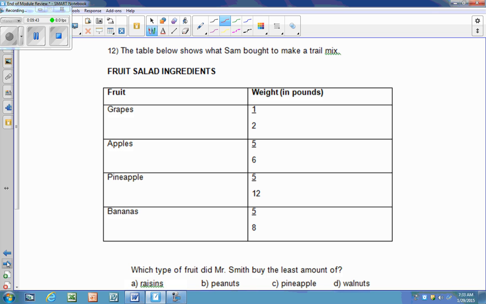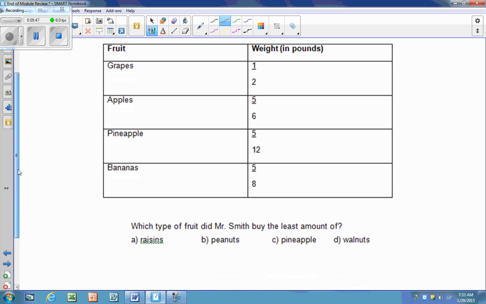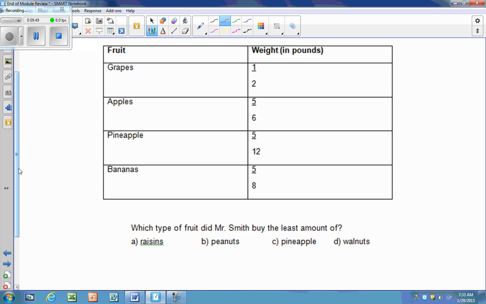Next, the table below shows what Sam bought to make trail mix. So we have all these fractions. Which type of fruit did Mrs. Smith buy the least amount of? Well, the easiest thing to do is to make them all out of the same fraction. These all can go into 24.